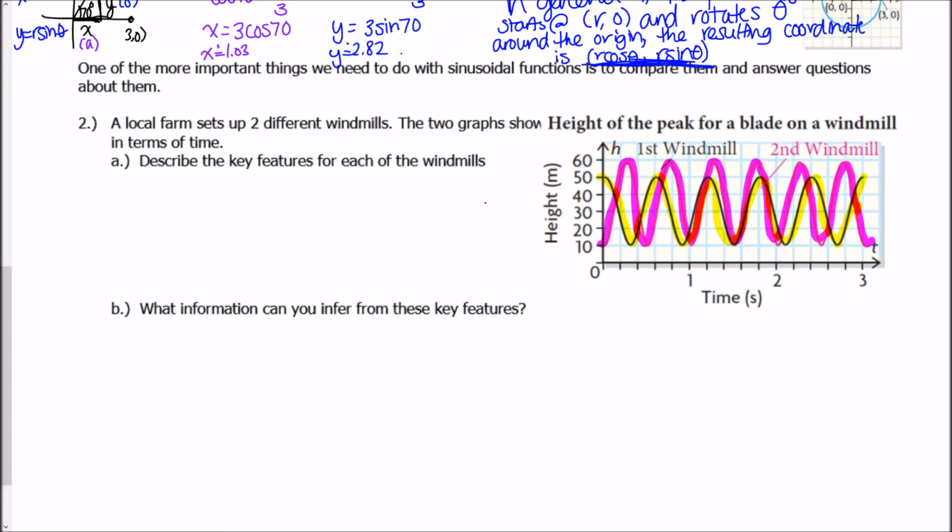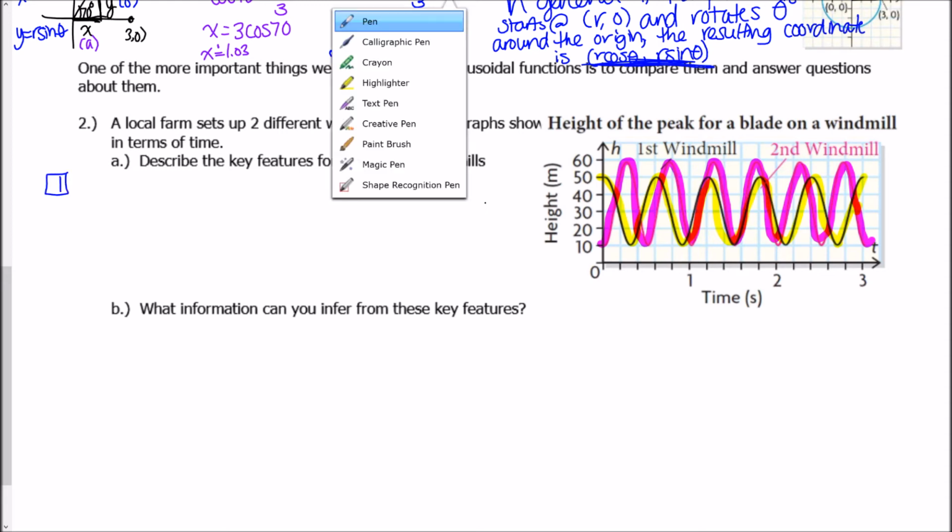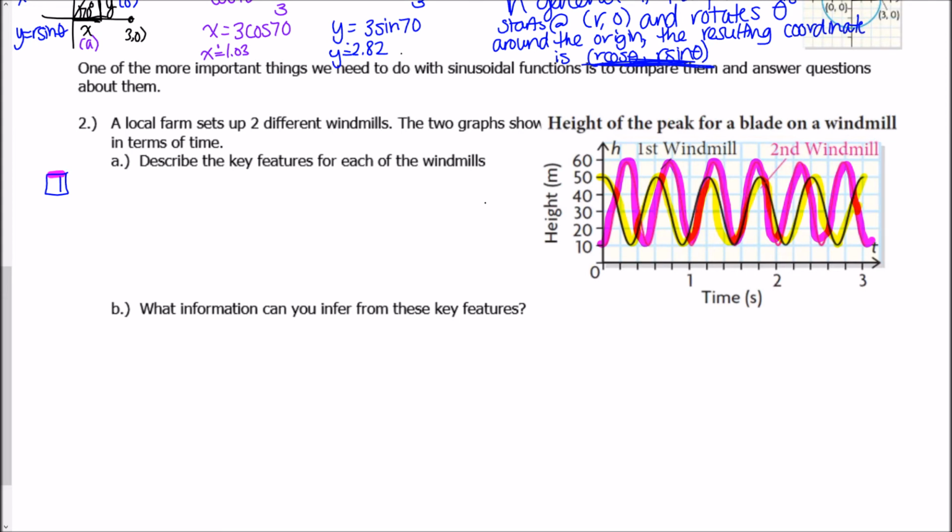The first thing that I want to know is what is the equation of my axis? So for windmill number 1, which is the yellow windmill, okay, I want to find the maximum right here. So to find the maximum, I just look at my graph and I see it has a max of 50 and then it has a minimum of 10. So that's going to be important. Max is 50 meters, min is 10 meters.